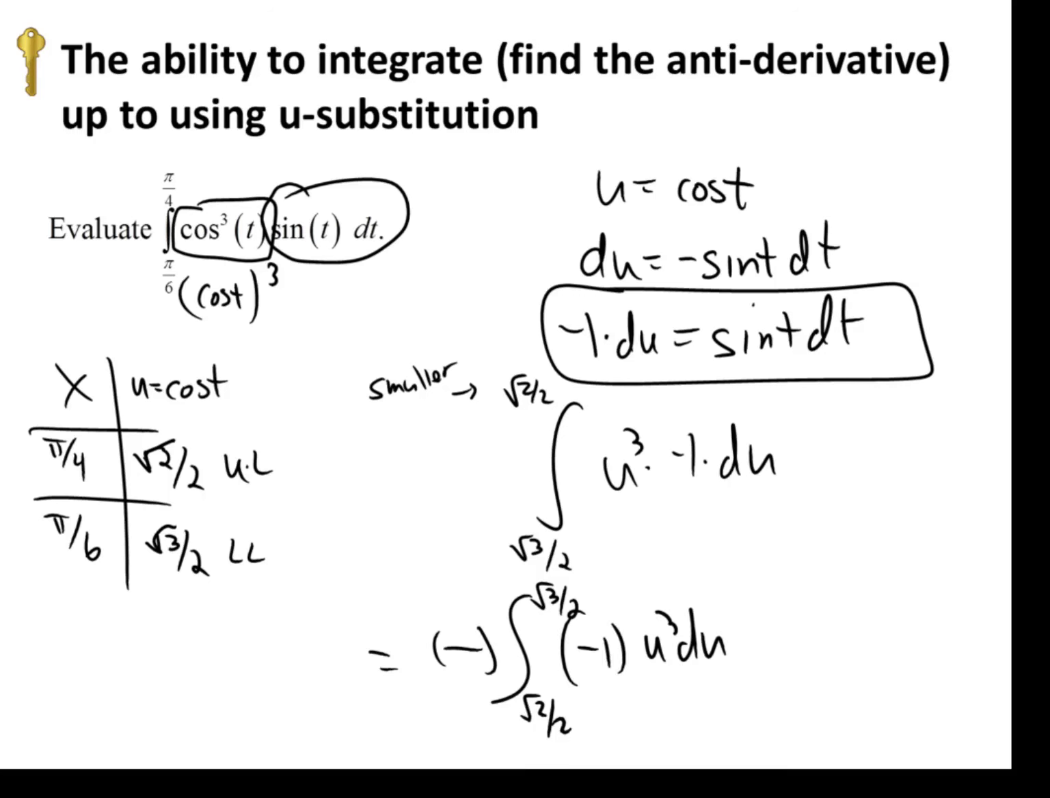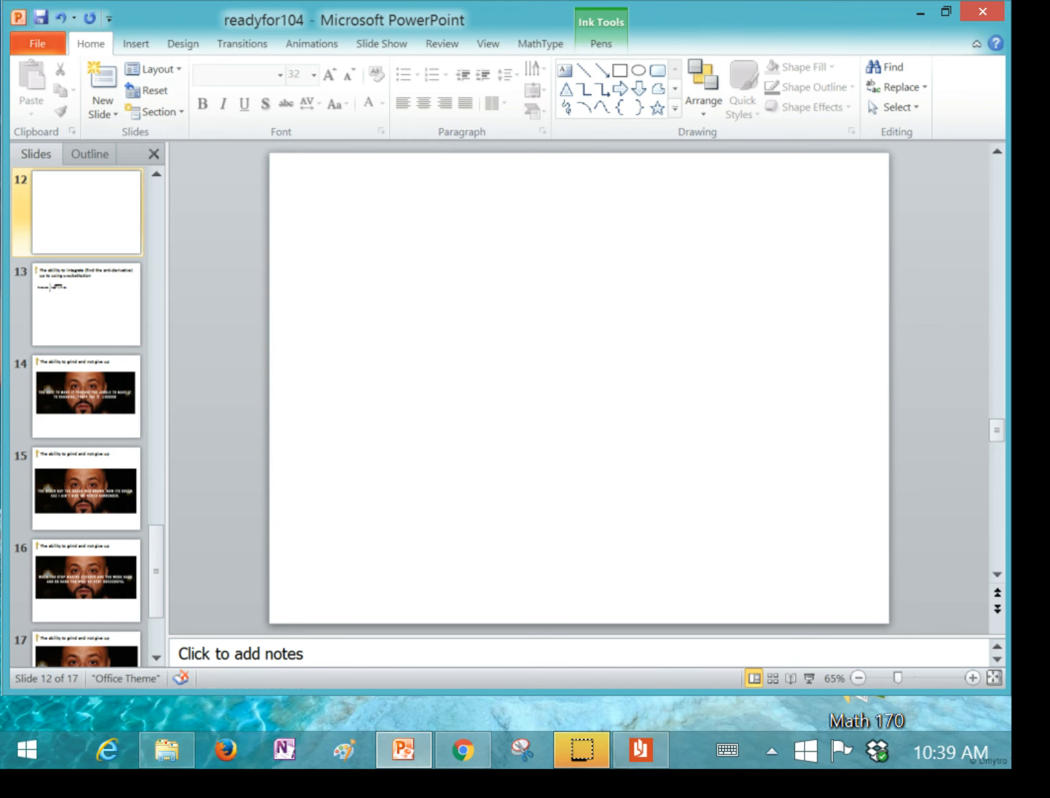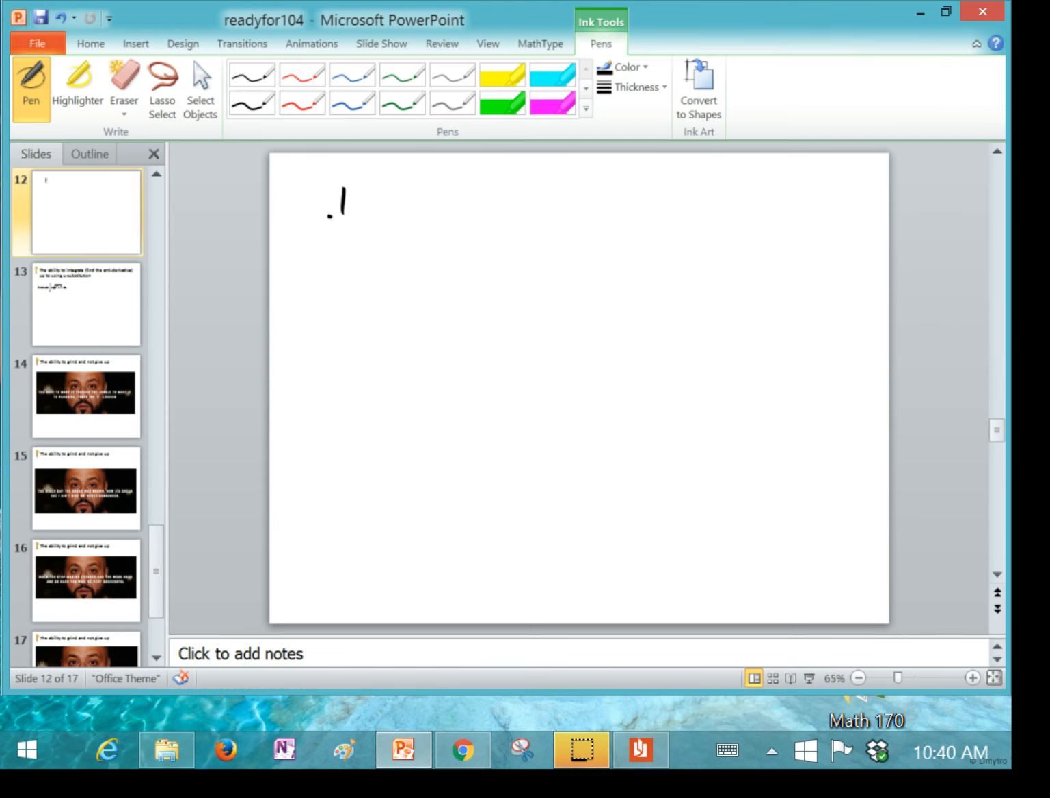So in the end, you're just integrating u cubed from root 3 over 2 to root 2 over 2. It's u to the 4th over 4, and now it's your job to evaluate this by plugging in these numbers. You have to take root 3 over 2 to the 4th power. In fact, why not just pull the 1/4 out? Let me add a slide. Why not just pull the 1/4 out and have it as u to the 4th that you're dealing with, and then plug in root 3 over 2 and root 2 over 2.